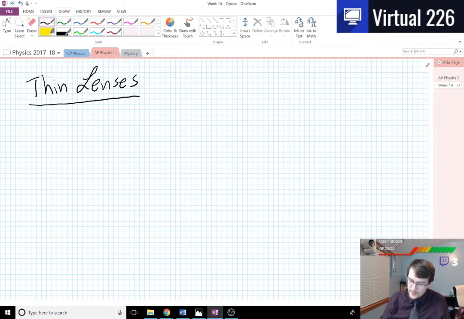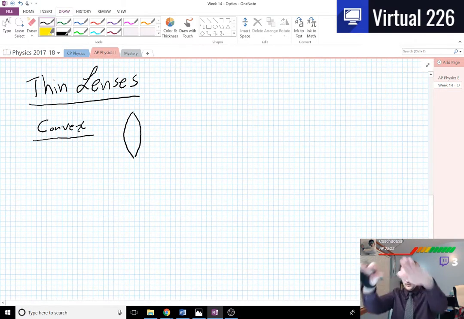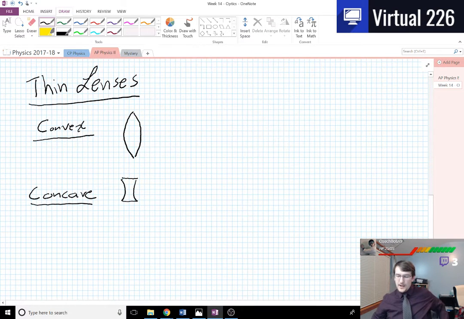For thin lenses though, we've basically got two kinds. We are going to look at a convex thin lens, which is often shaped like this. It bubbles out on both sides. And we also have a concave thin lens. You could imagine that the lens is actually going to bend inward like this.